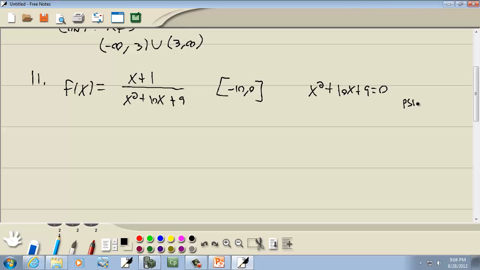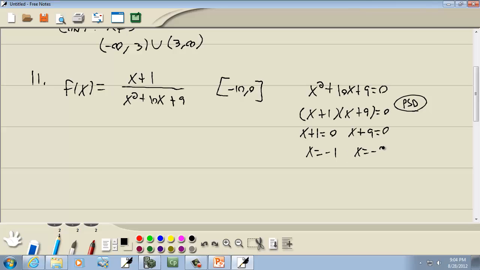This factors. This is the PSD method: x squared, x, no number for the x squared. So this factors as x plus 1 times x plus 9. Set each one of those equal to 0, it's the zero factor property, and then solve them. And we get negative 1 and we get negative 9. Without a doubt, these are our discontinuities.